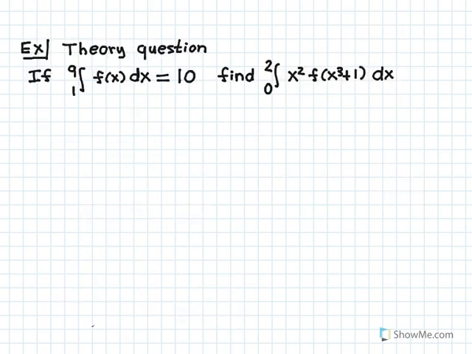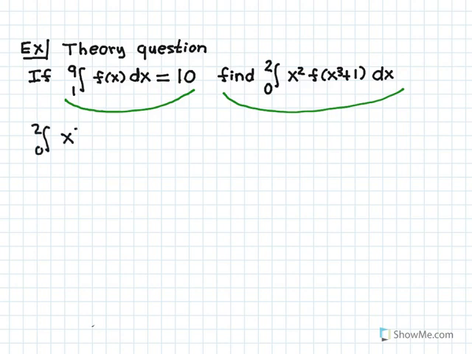All right, let's look at another question. This is a theory question. What we're given is the integral from 1 to 9 of f of x dx is equal to 10. Our goal is to find the integral from 0 to 2 of x squared times f of x cubed plus 1 dx. We're going to start with the question, which is finding the integral from 0 to 2 of x squared f of x cubed plus 1 dx.